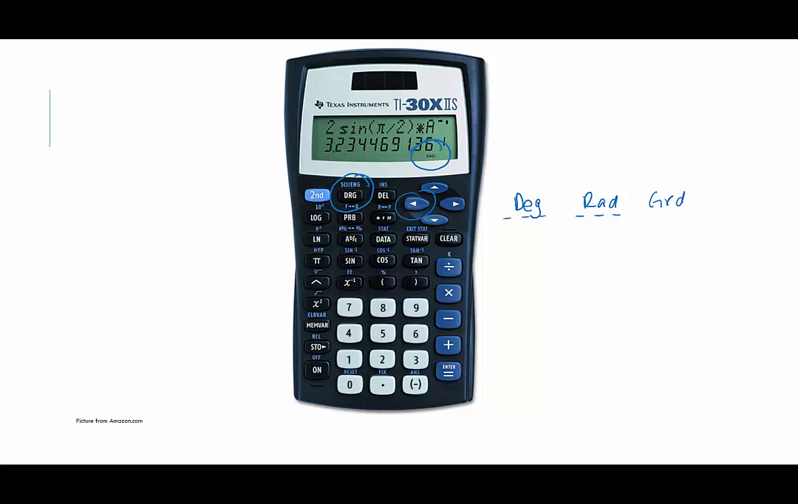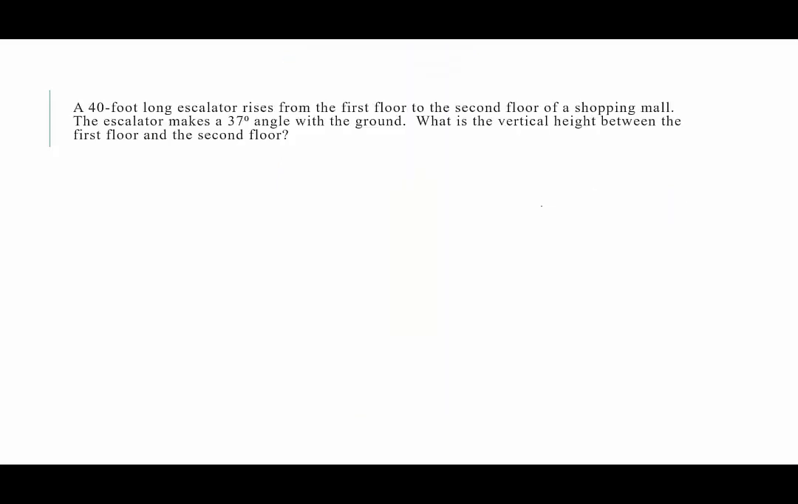Once you do that, the calculator should have a little DEG at the bottom instead of the RAD. Other calculators might just have the letter R. You want to make sure you see the letter D, or some indication that your calculator is in degrees. Okay, great. Let's look at our examples.